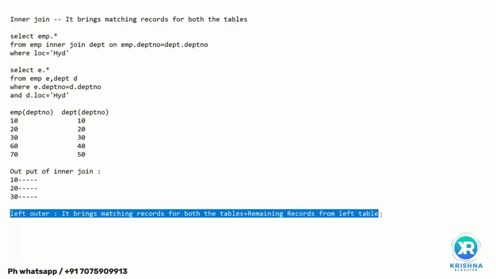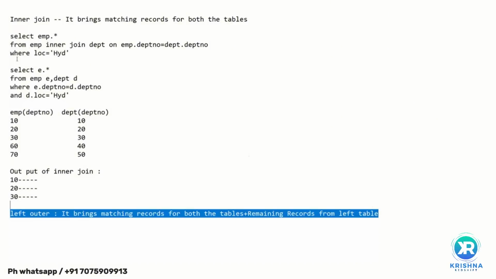So you can tell like this. What is left outer join? Left outer join fetches matching records from both the tables plus remaining records from left table. Or it fetches all the result of inner join plus remaining records from left table. Better to communicate as: left outer join will fetch all the matching records from both the tables plus remaining records from left table.